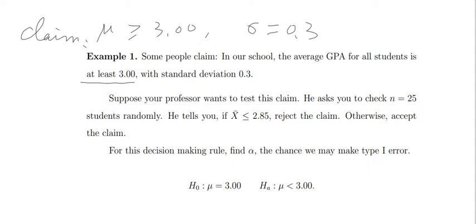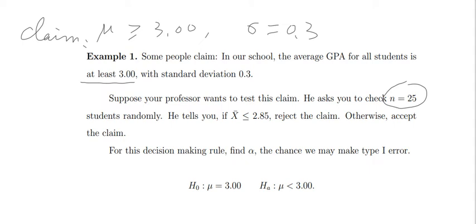So we want to test this claim. We intend to collect some data to make a decision, or we can use a p-value. But the p-value can be confusing. What is the p-value? So we make things very simple. I just ask somebody to check 25 people randomly, check 25 students, and find their average.